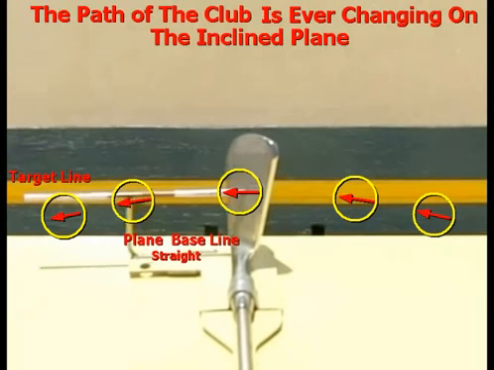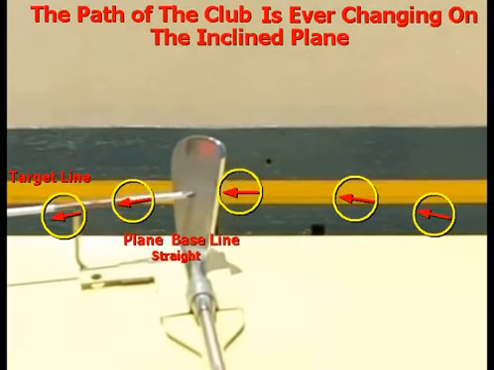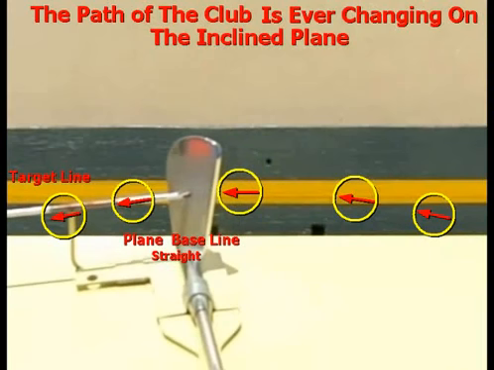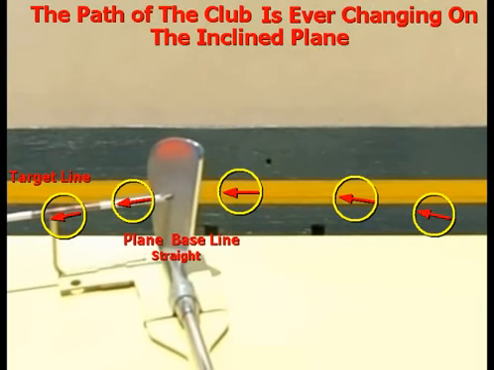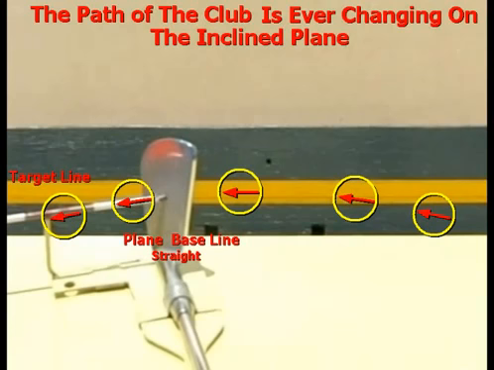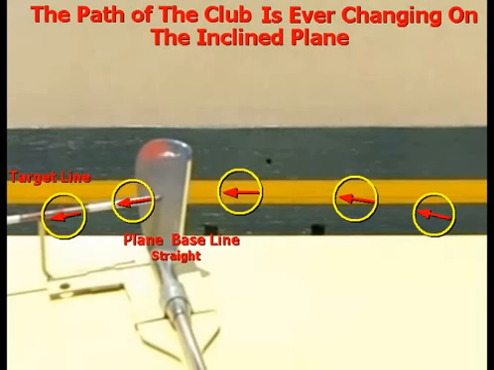And then after low point, as the shaft leans more and more backwards and the sweet spot moves more and more left, then the path goes left and more left. So then if the club face was square to the target, that would be a tilted D-plane and a fade. So the path of the golf club is ever changing on the inclined plane.